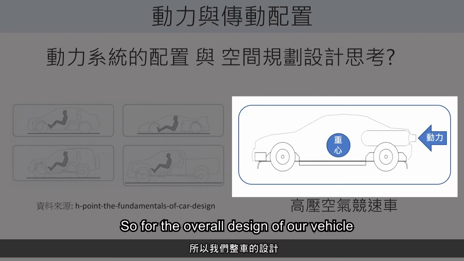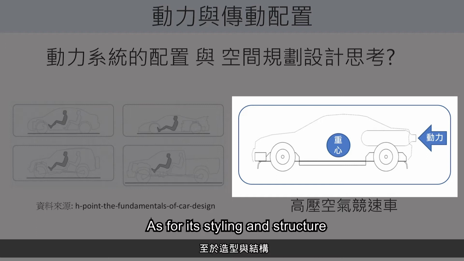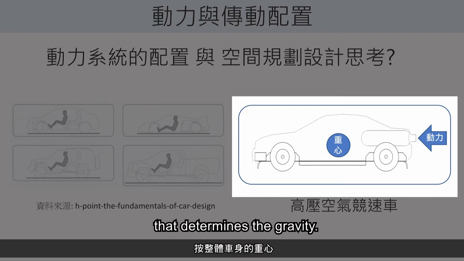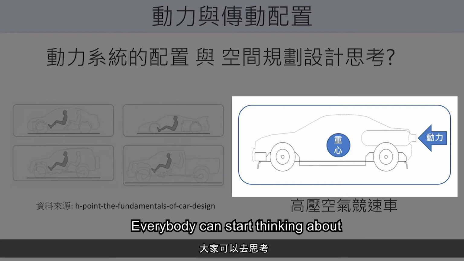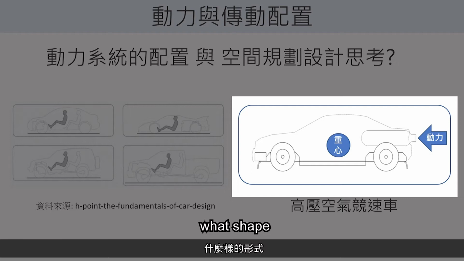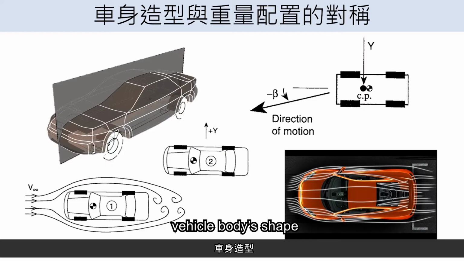So for the overall design of our vehicle, there is not much room for change apart from the height of the power source. As for the styling and structure, that determines the gravity. It will depend on the placement of our power source. Everybody can start thinking about what shape can allow our compressed air racing car to have an improved performance. Vehicle body shape and mass distribution symmetry.